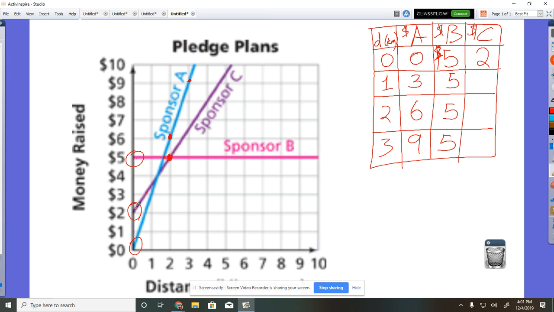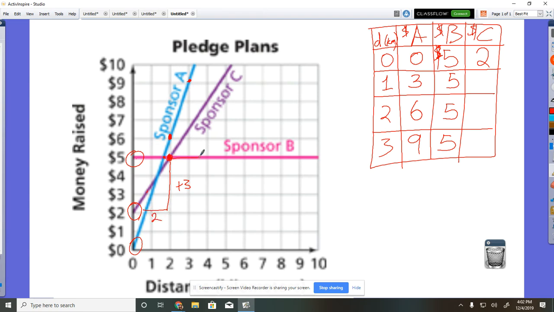It increased by 3 from 2 to 5. So then I should land on 8. So if I increase by 3 from 2 to 5, $2 to $5, another $3 is what I earned here. So I earned $3 by walking 2 kilometers.